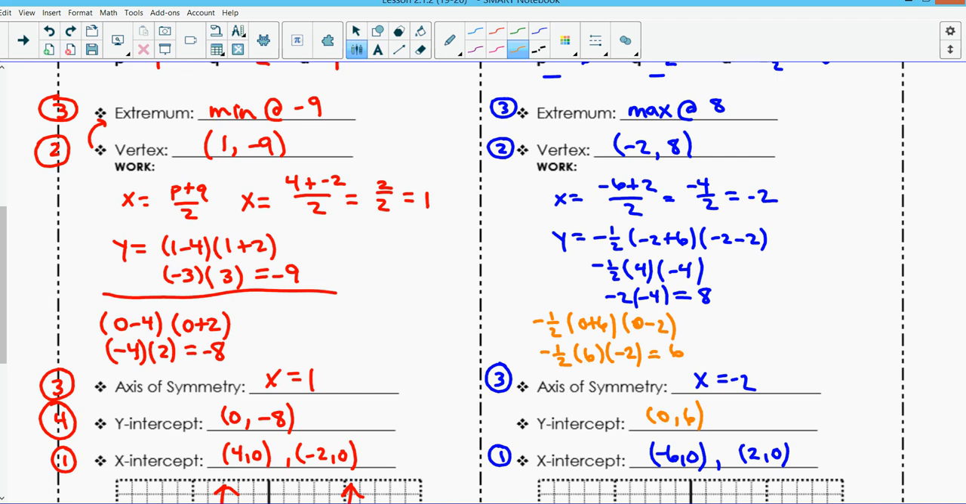Alright, so intercept form is very similar to the other two forms, except that we start with x-intercept, and then we use that to find vertex. And then again, we go from vertex to extremum and axis of symmetry, and y-intercept last. Alright, go ahead and flip over.